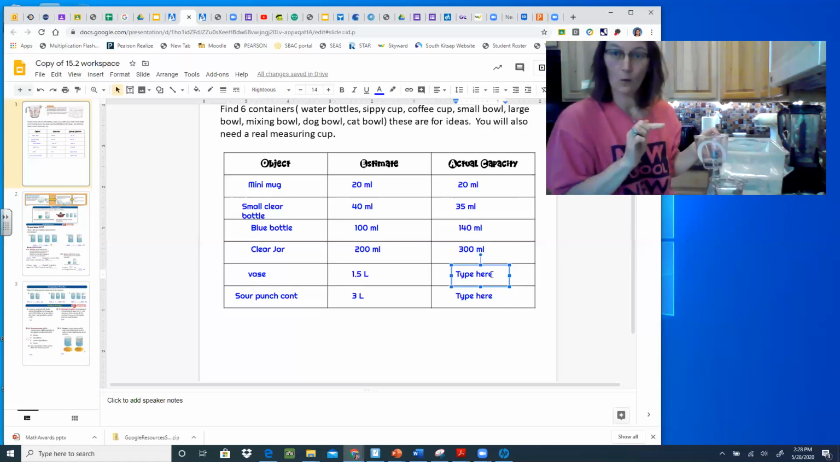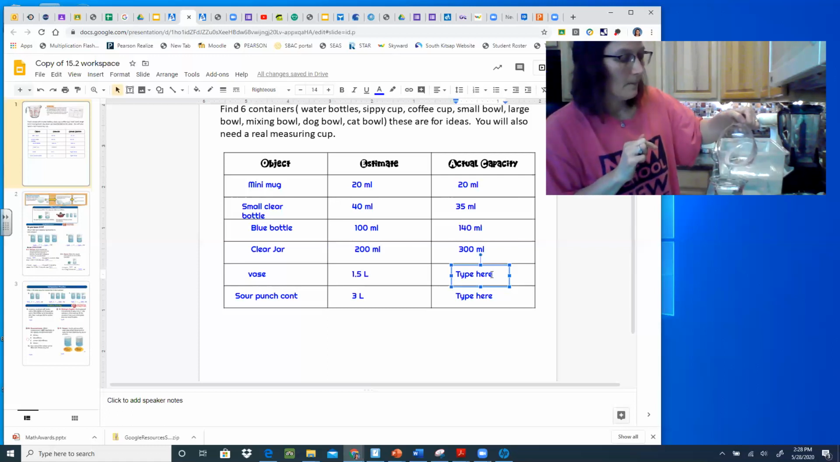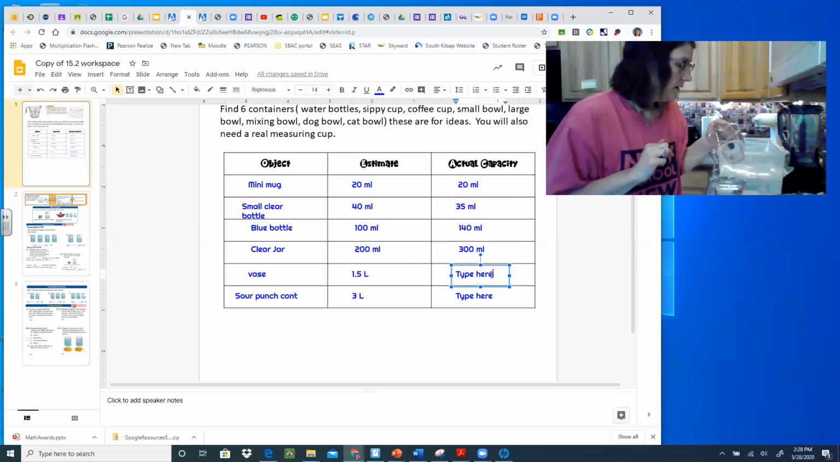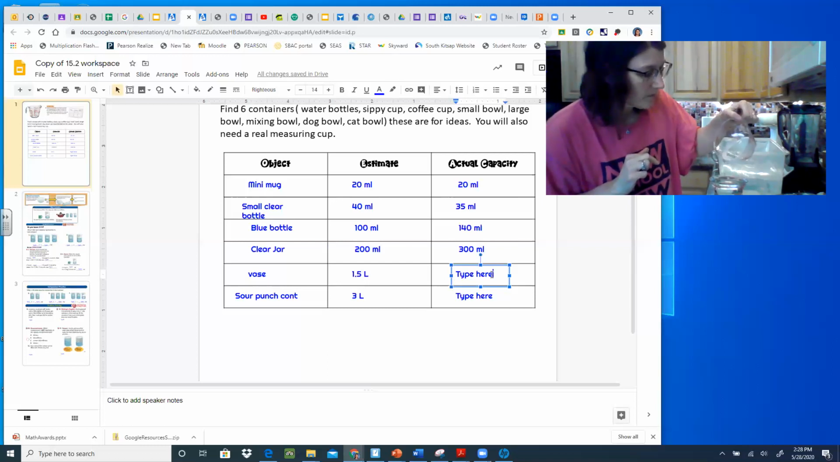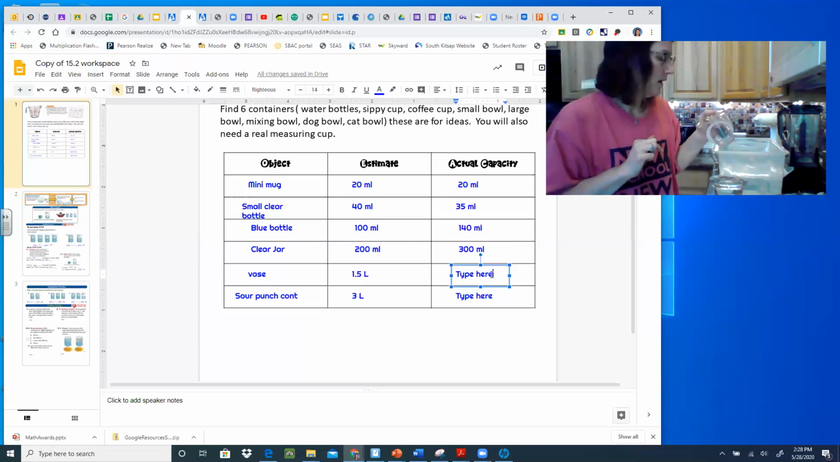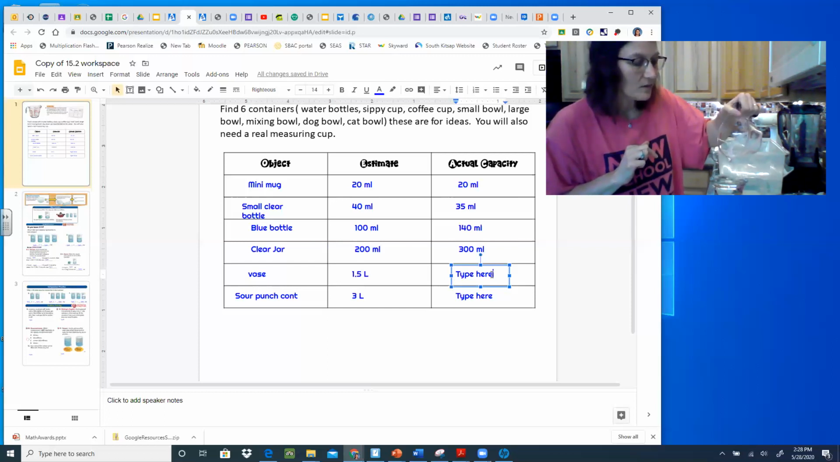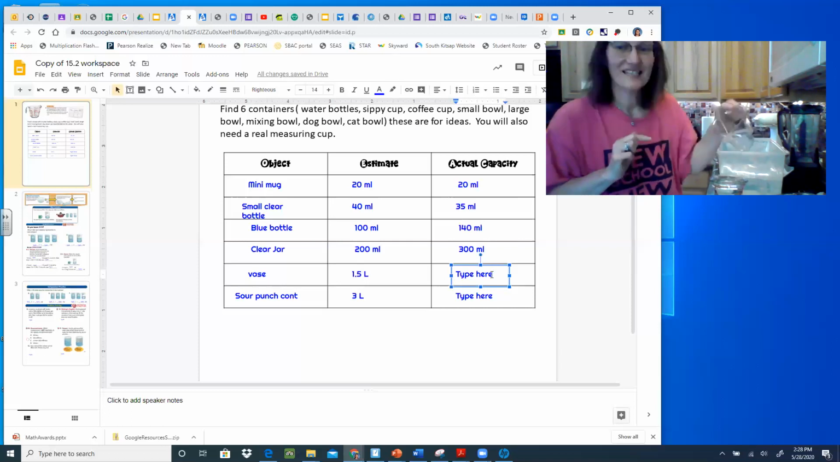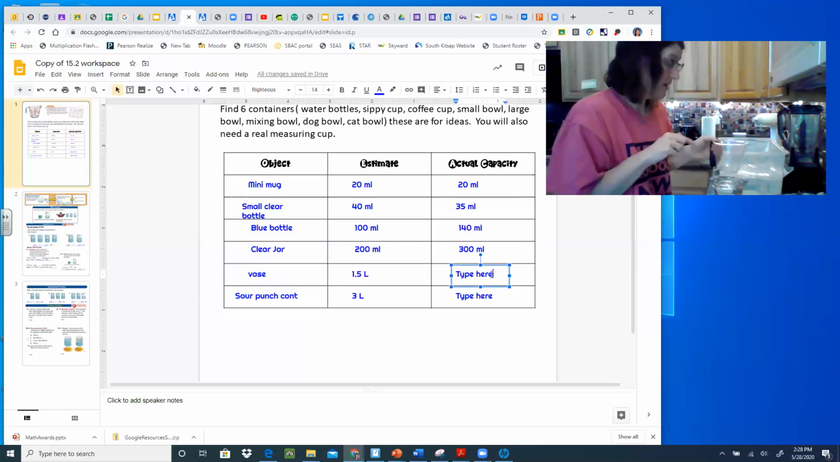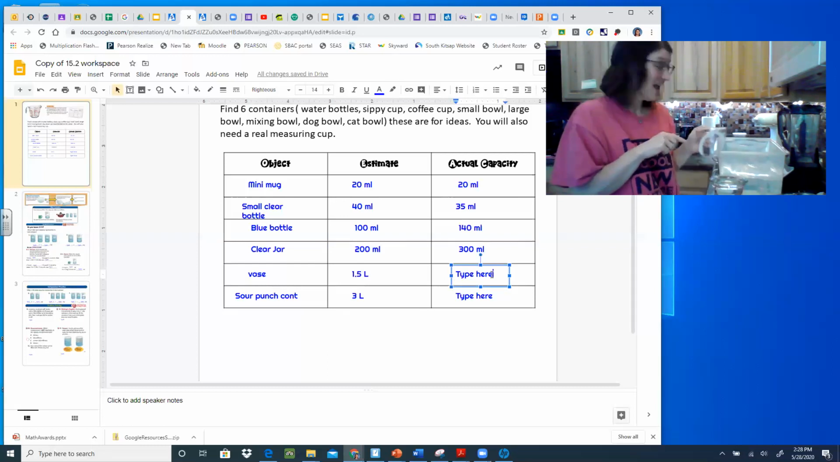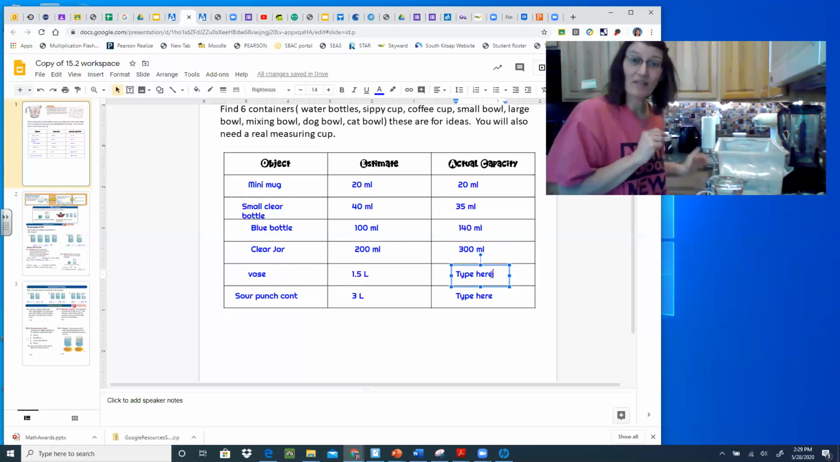See if I can get it all the way to the top. Ooh. Let's try a couple more drips. It didn't spill. It's going to spill when I clean it up, though. So I got the full 1.5 liters in there. I'm pretty excited about that.